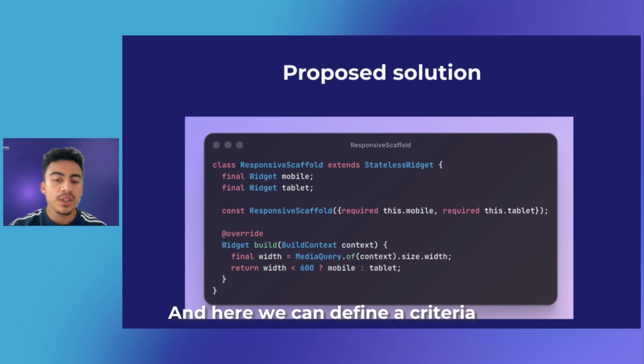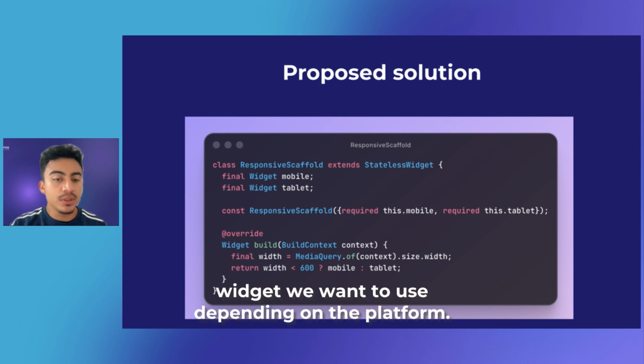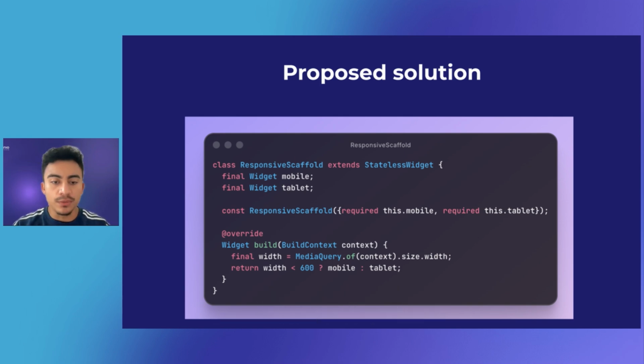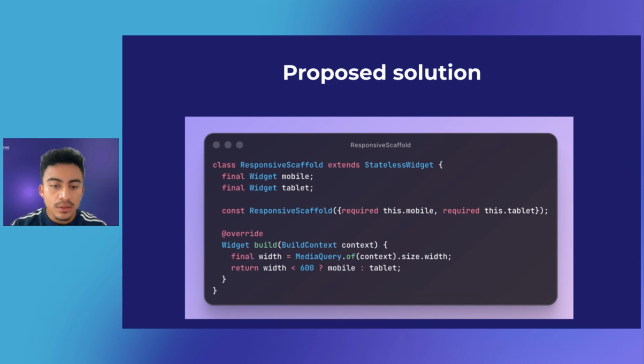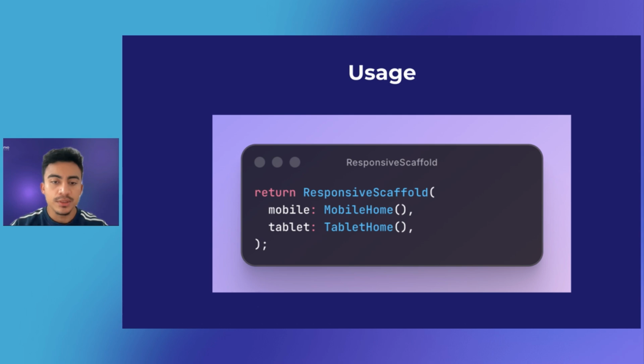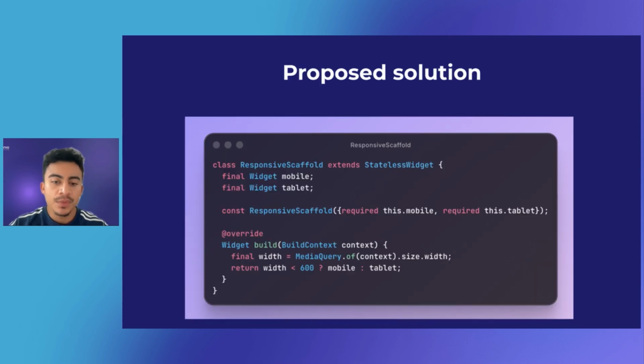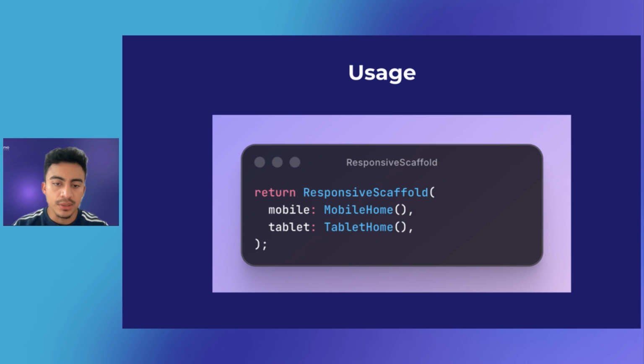And here we can define a criteria in order to define which is the widget we want to use depending on the platform. For instance, in this situation, we have if width is smaller than 600, so we say the application is running on a mobile or a smartphone, otherwise it's running on a tablet. And this is the way we can use it. We have a wrapper, ResponsiveScaffold, and here we define the screen for mobile, the screen for tablet, and here we have the logic, so the application will decide which content to use.